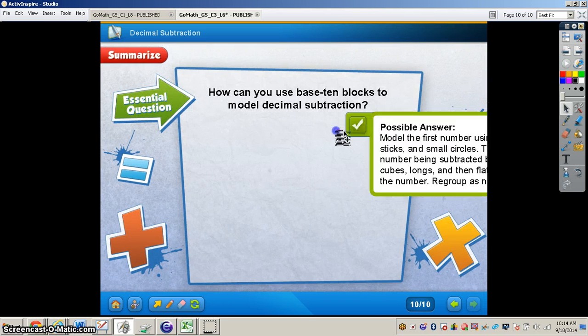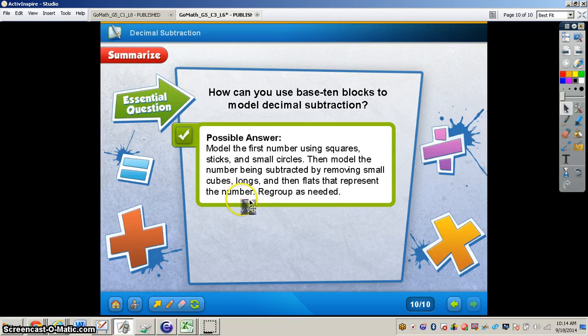And finishing up the video, how can you use base 10 blocks to model decimal subtraction? Model the first number using squares, sticks, and small circles. Then model the number being subtracted by removing small cubes, longs, and then flats that represent the number. And then obviously you need to regroup as needed.